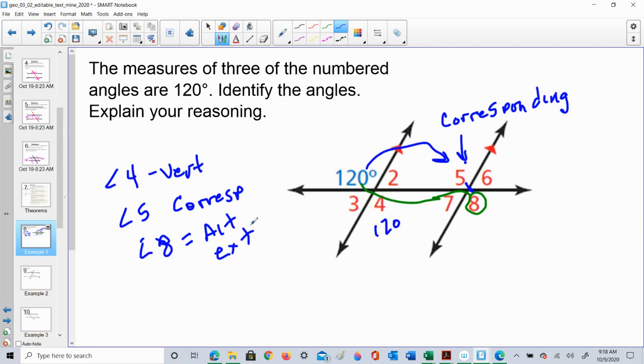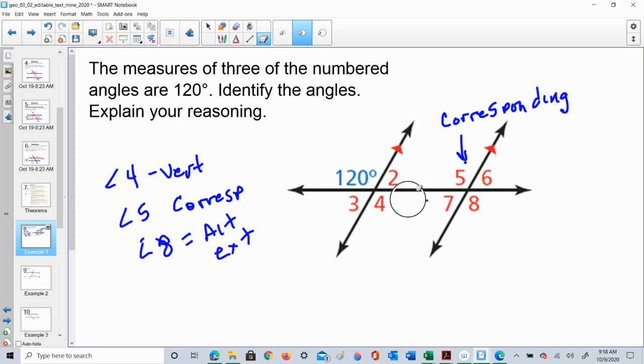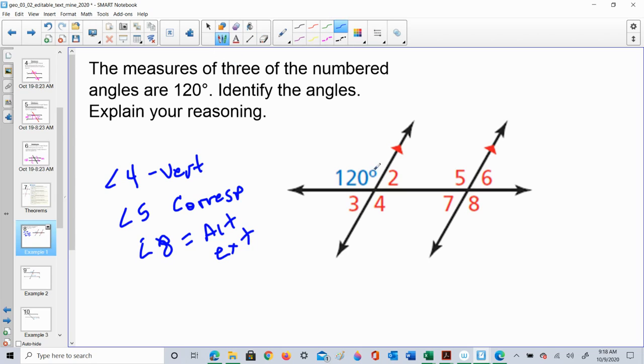If I wanted to know angle 2, I could find angle 2 as well. How could I find angle 2 if I wanted to? Go back to the pen, right? The relationship between these two angles is a linear pair. That means they have to be supplementary. If these two are supplementary, 120 subtracted from 180 makes this 60. And that makes this 60 by vertical angles.